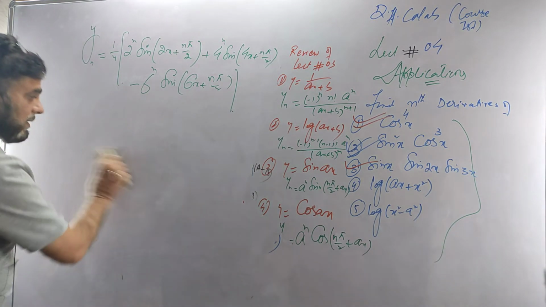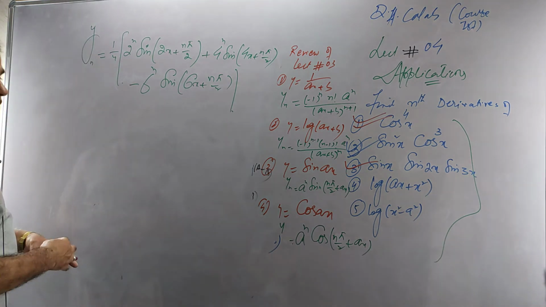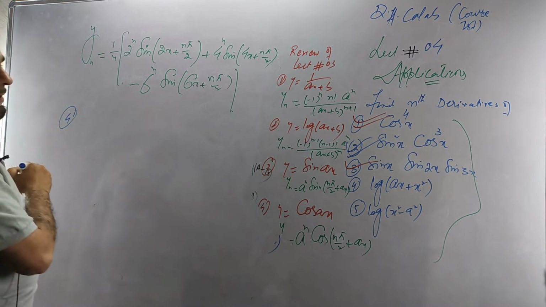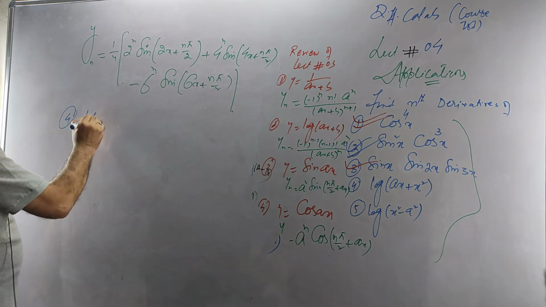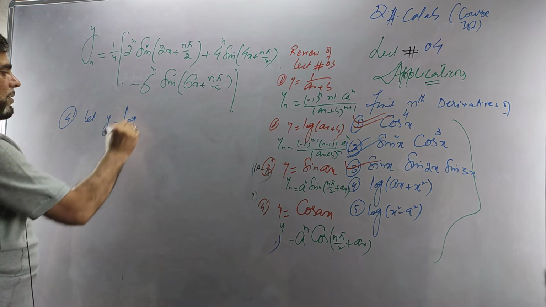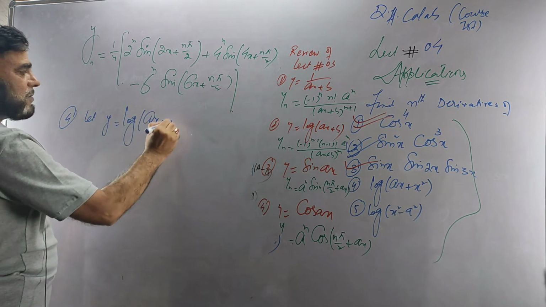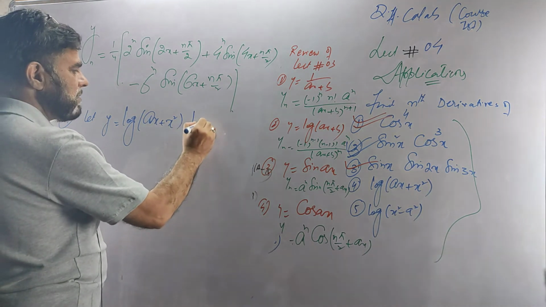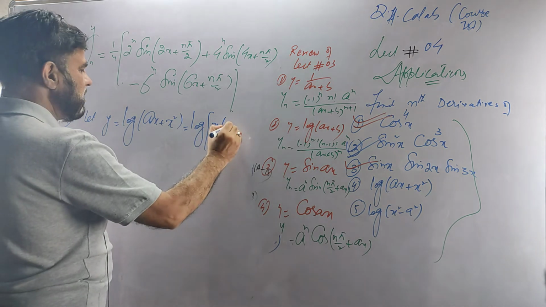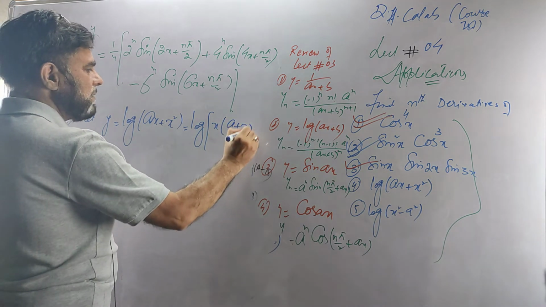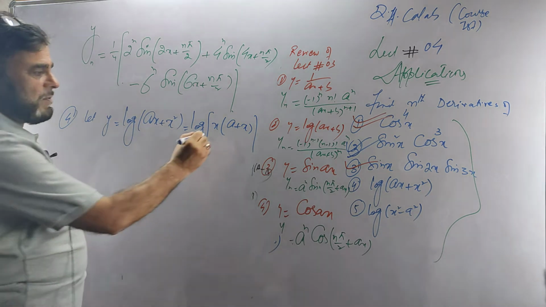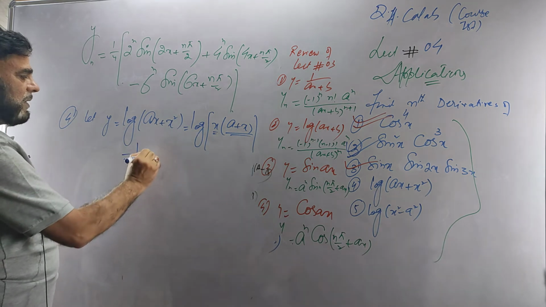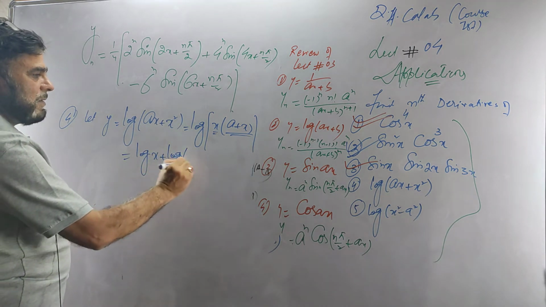We have to find out the antiderivative of... let y be equal to log of ax plus x square. It is understood it has base e, although it is not mentioned. It is log of, take x common, a plus x. This is your m, this is your n. Log of mn is log m plus log n, so log x plus log of a plus x.